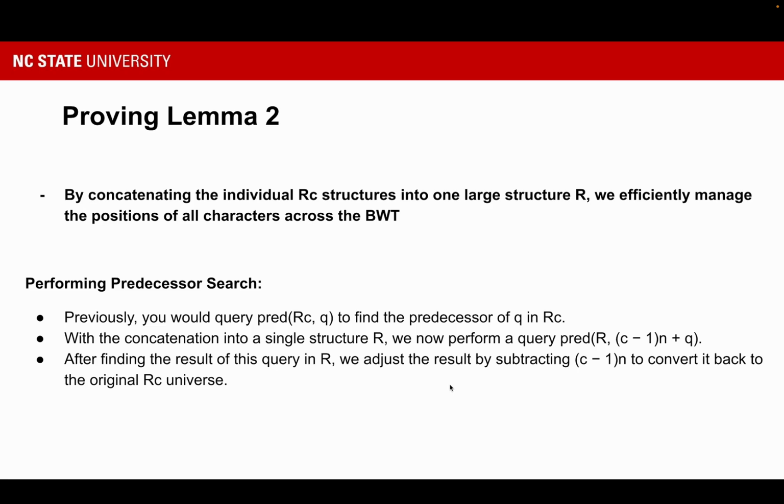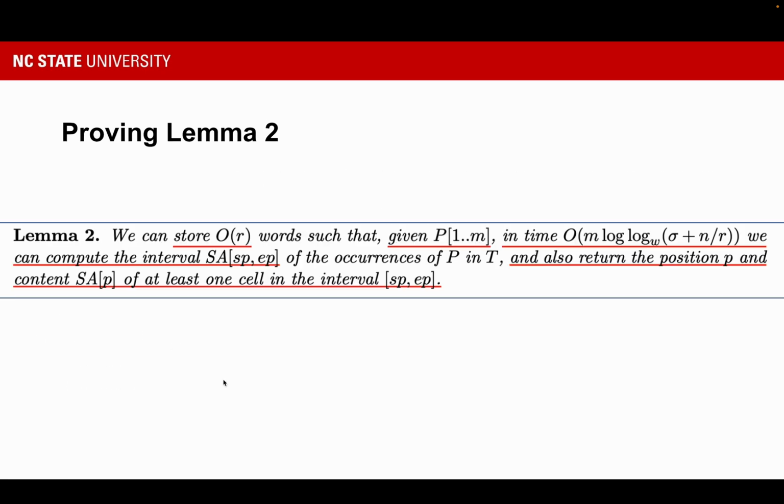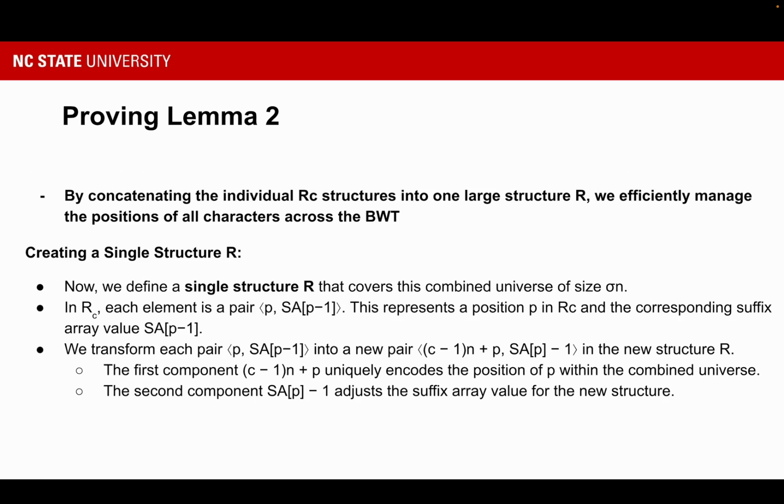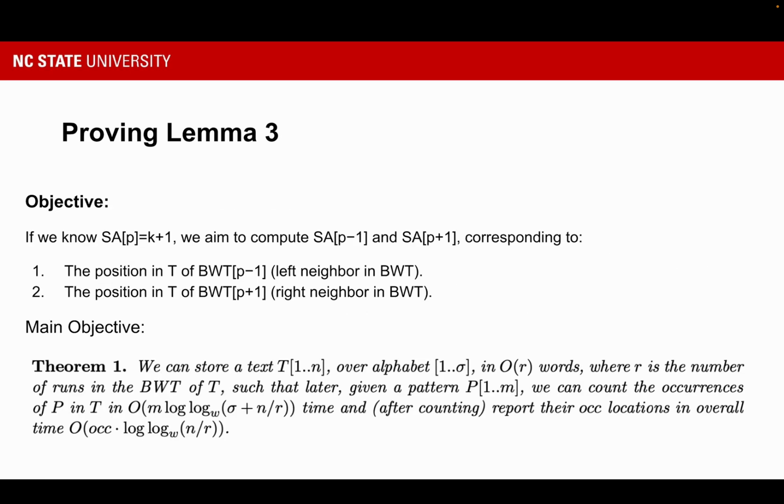And eventually we get this result back and we convert it back to the original RC, so indexing becomes more convenient in this way, and effectively we just have to store O of R words. The predecessor data structure that they had mentioned in the previous paper takes around this much time. So yeah, this lemma 2 holds true for this scenario. Okay, so moving on to lemma 3.